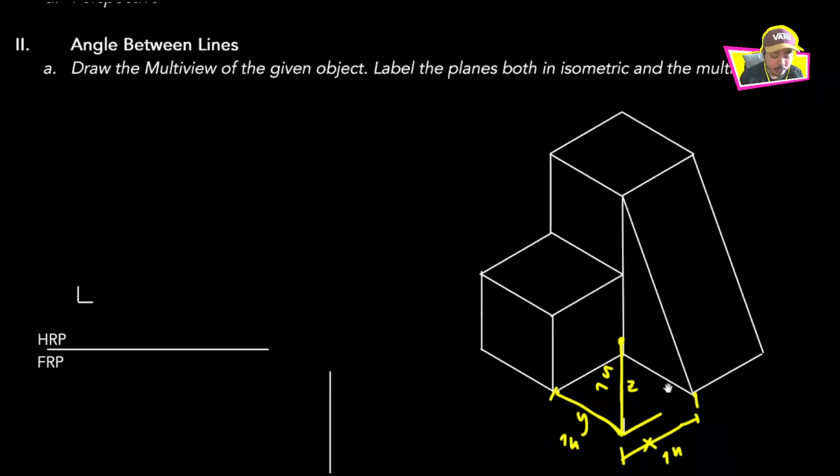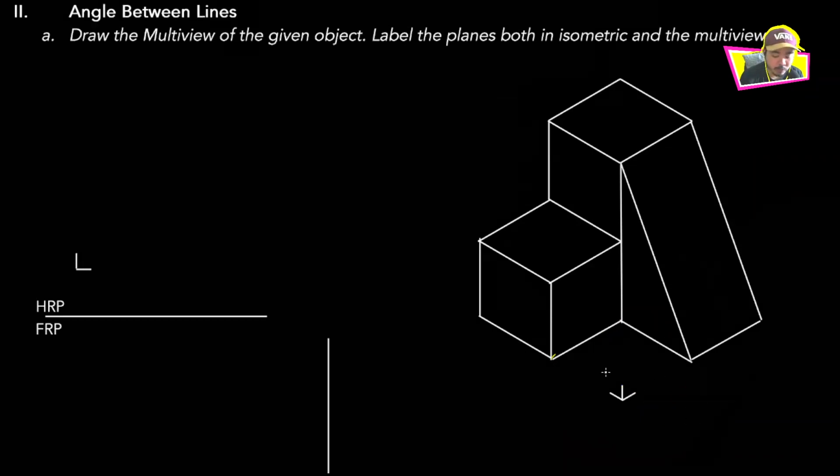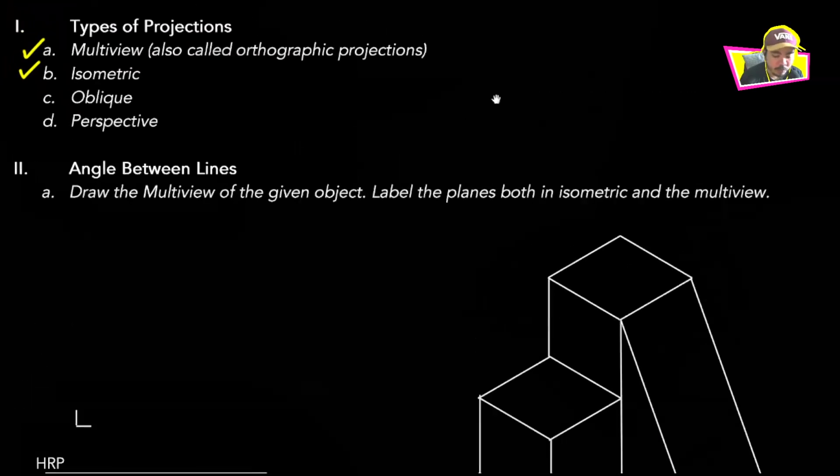And a good thing about isometric views is that madali siyang i-translate into multi-view because of the equal measurements. So for example, if I were to draw the glass box for this, so you'll hear this term a lot, itong glass box. So glass box is just the smallest box that can contain our object.